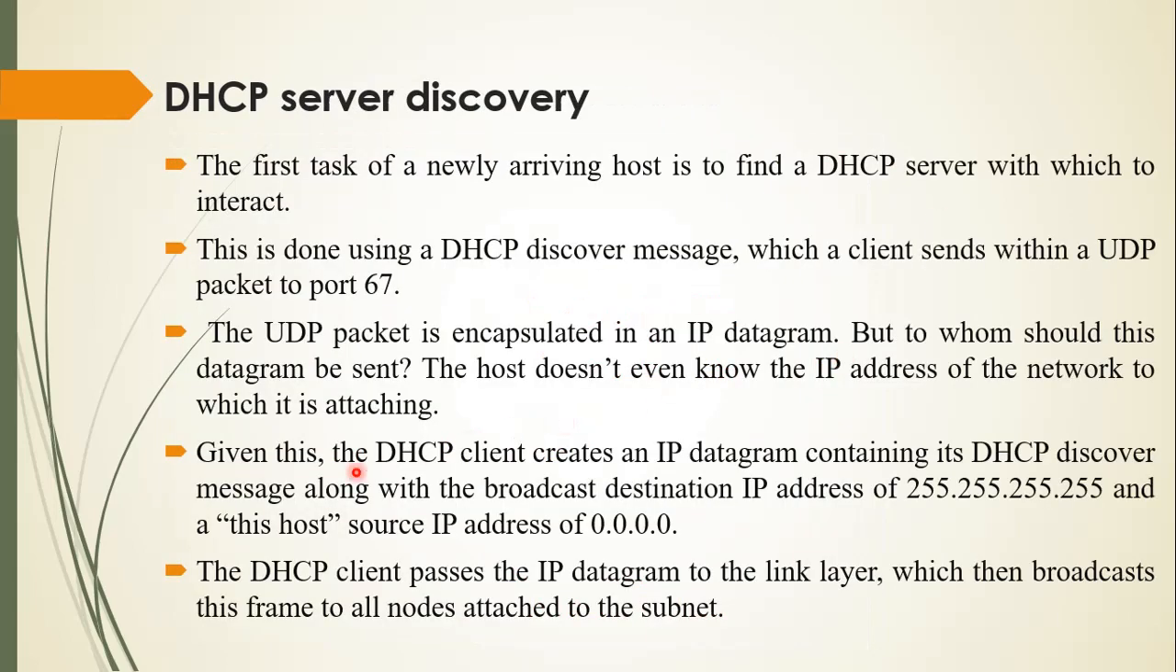Given this, the DHCP client creates an IP datagram containing its DHCP discovery message along with the broadcast destination IP address of 255.255.255.255, and this host's source IP address is 0.0.0.0. The DHCP client passes the IP datagram to the link layer, which then broadcasts this frame to all nodes attached to the subnet.